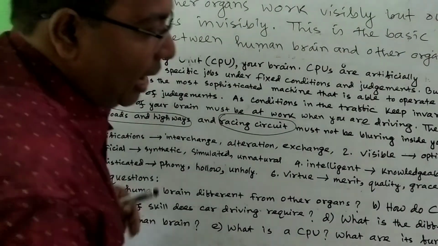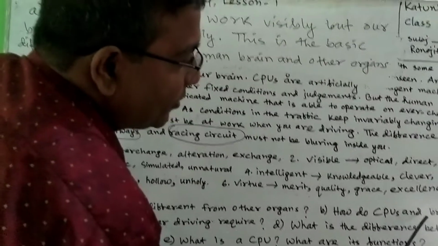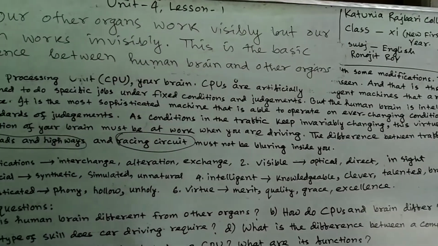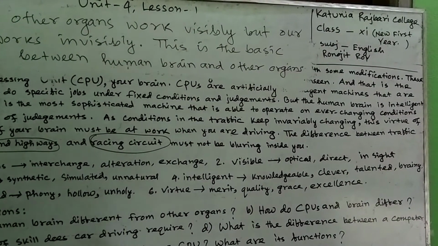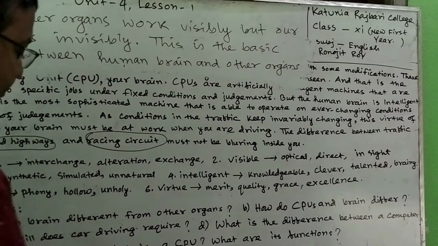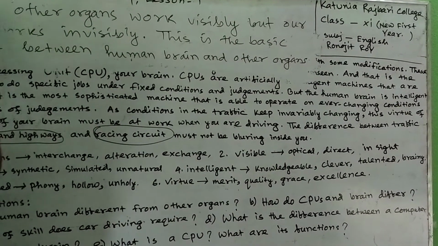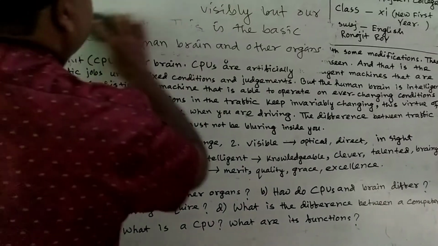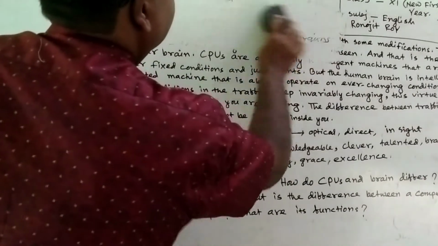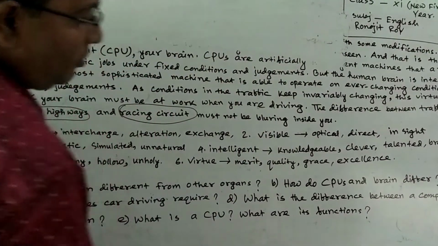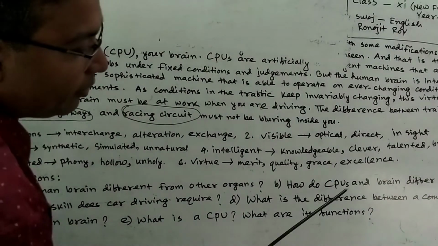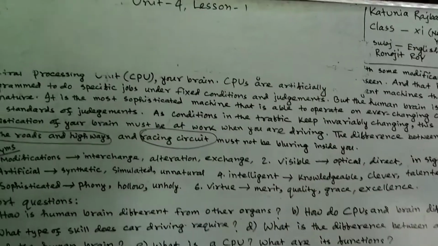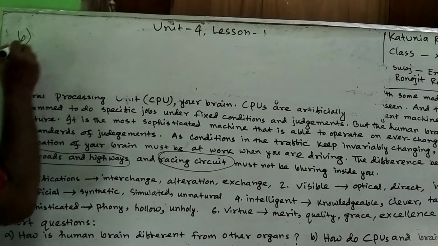question number B. How do CPUs and the brain differ? How do CPUs and the brain differ? Okay. Question number B.